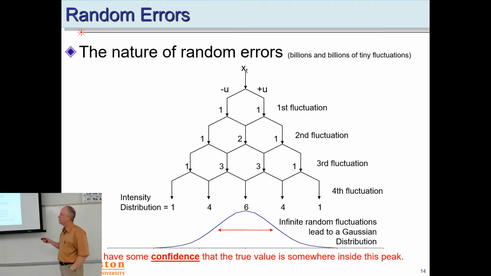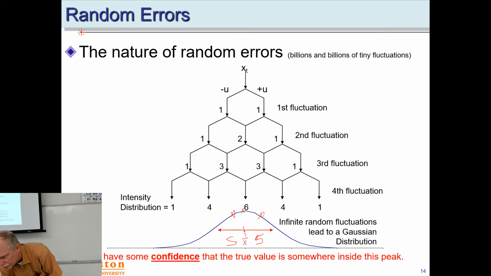But anyway, an infinite number of random fluctuations leads to this normal distribution, this Gaussian distribution. And we have some confidence that the true value is somewhere inside this peak. So that's what we're trying to get to. We start with this peak. This is what we measure. And if we measure like 3 values, we get this one, and this one. We take those 3 values and we find an average, x bar, and a standard deviation. Well, I should say s.